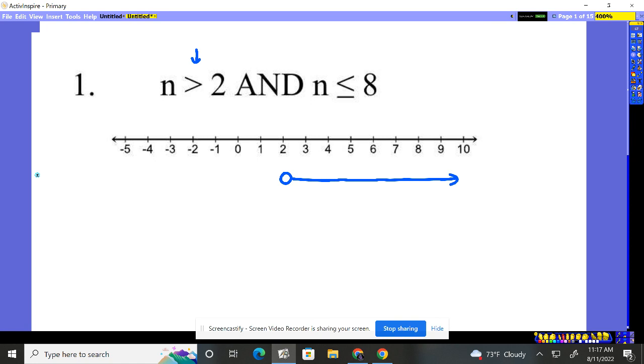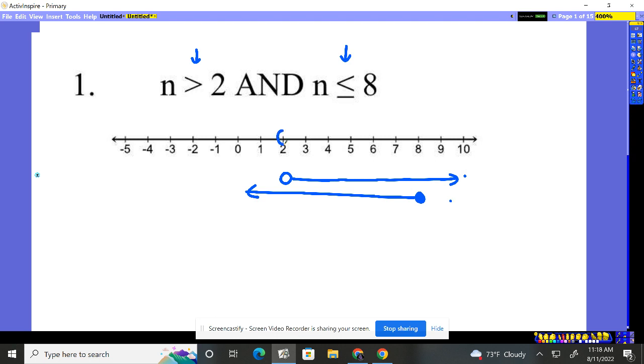Makes sense to me. And it says, at the same time, the numbers must be less than or equal to 8. Well, let's just look at this individually. N is less than or equal to 8. Well, that would be right here's 8 and includes it. So remember a darkened circle saying, hey, it includes it. And it's less than 8. It's going this way. So we're looking for the numbers that are on both these two.